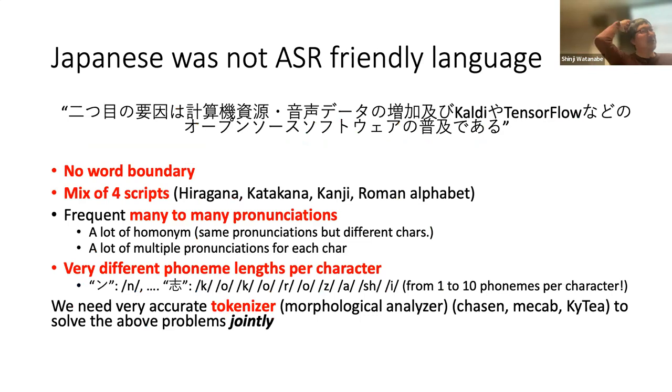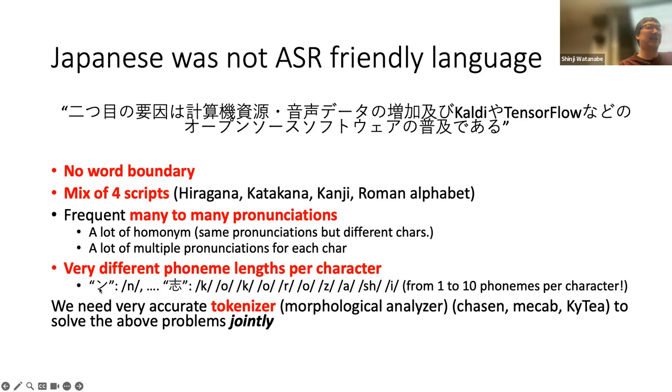And it also depends on many issues. Basically, the pronunciation mapping is many to many. Some languages are one to one, some are many to one, and some are one to many. In Japanese, there are a lot of homonyms, and quite a lot of multiple pronunciations happen. And also, one character can have very different syllable counts.